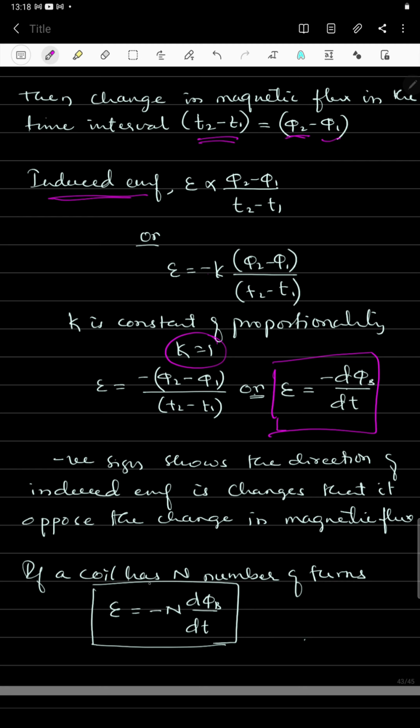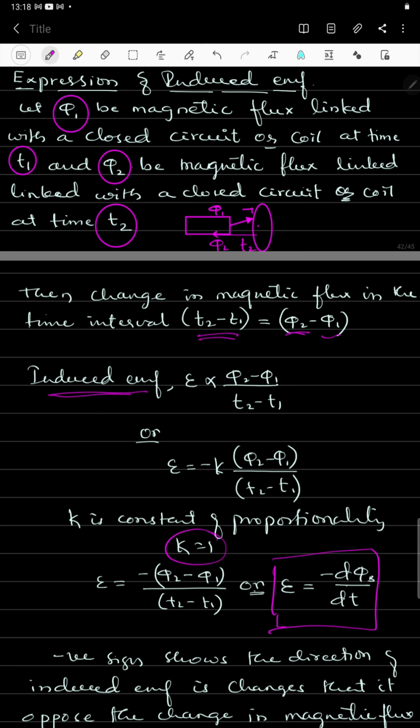So if the coil has n number of turns, then we can write the equation as E equals minus n d phi by dt. This is the expression we have derived from the experiments.